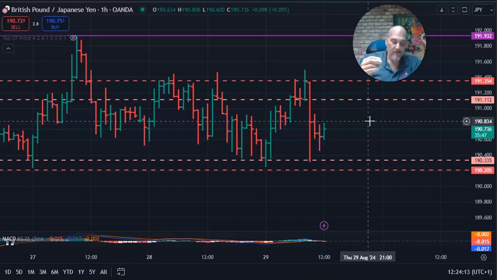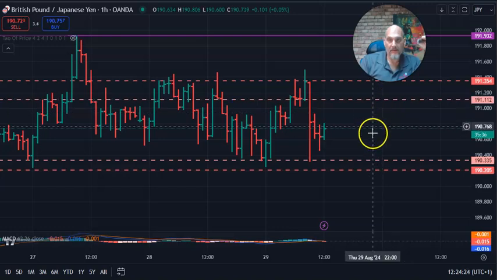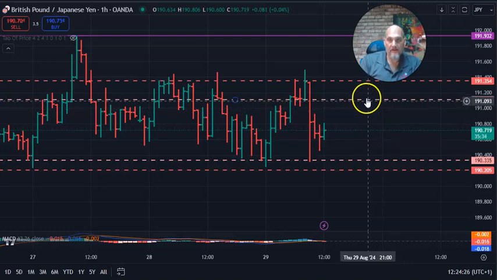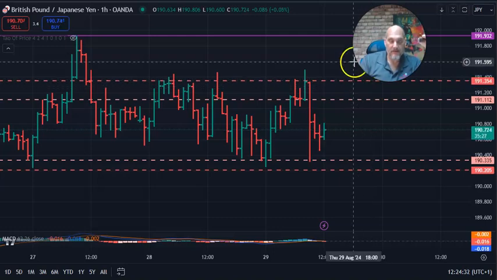Internal levels, 191.10 and 190.34. So right here, 191.11, 190.34. These are warning lines. If we can get above this, most likely we can attack this level here, and then potentially move upward.